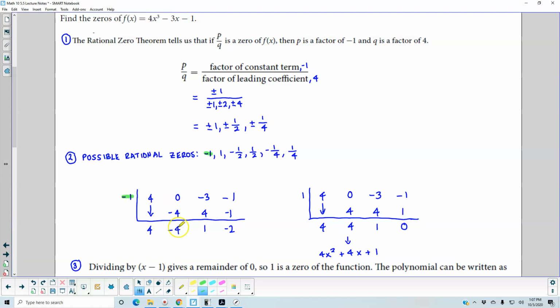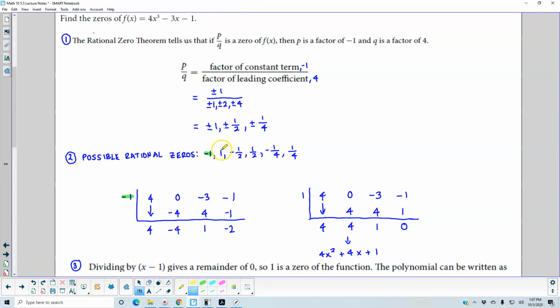Negative 1 times negative 4 gives us positive 4. And 4 minus 3 gives us positive 1. Negative 1 times 1 is negative 1. And negative 1 plus negative 1 gives us negative 2. And so the remainder is not zero. Therefore we cannot use negative 1 because it is not a zero or a factor of that polynomial.